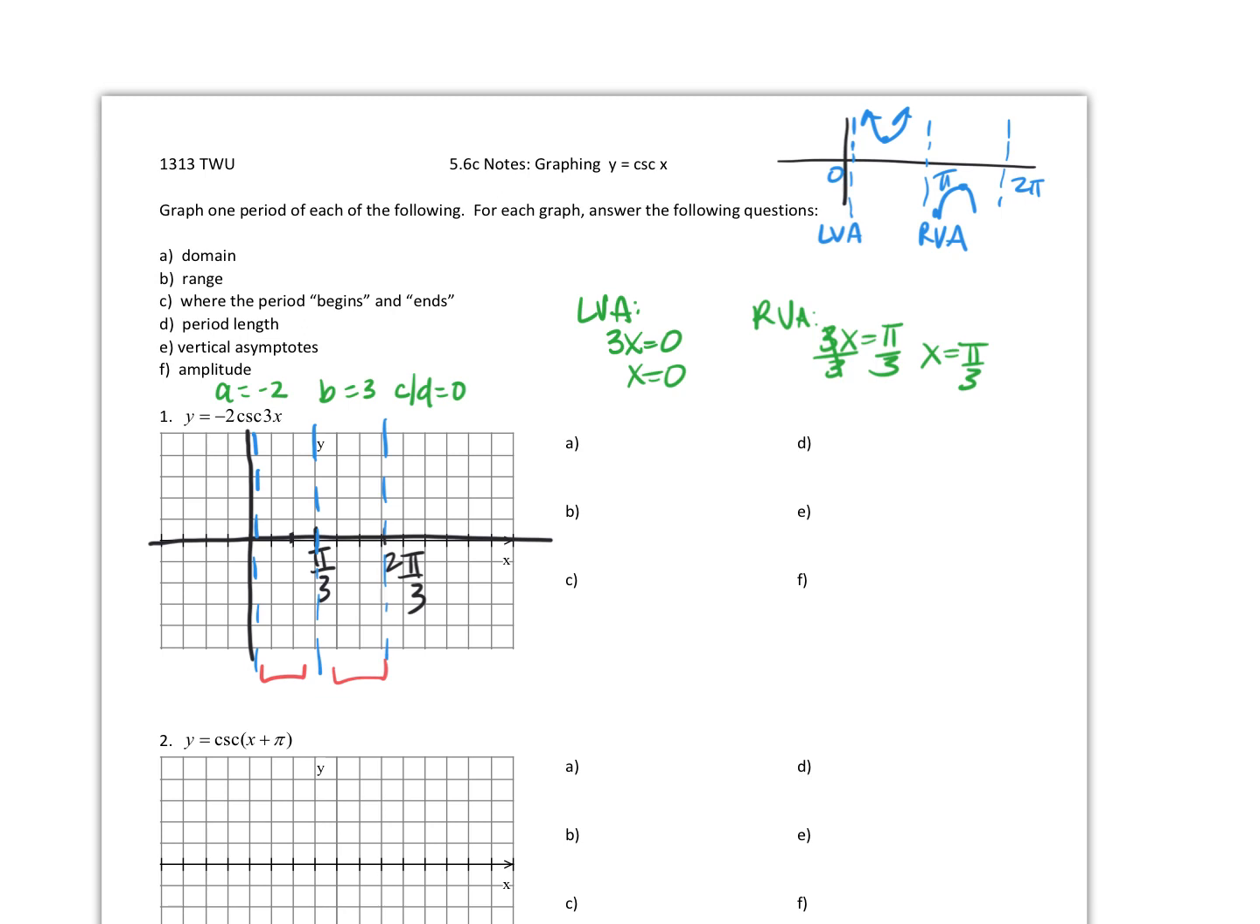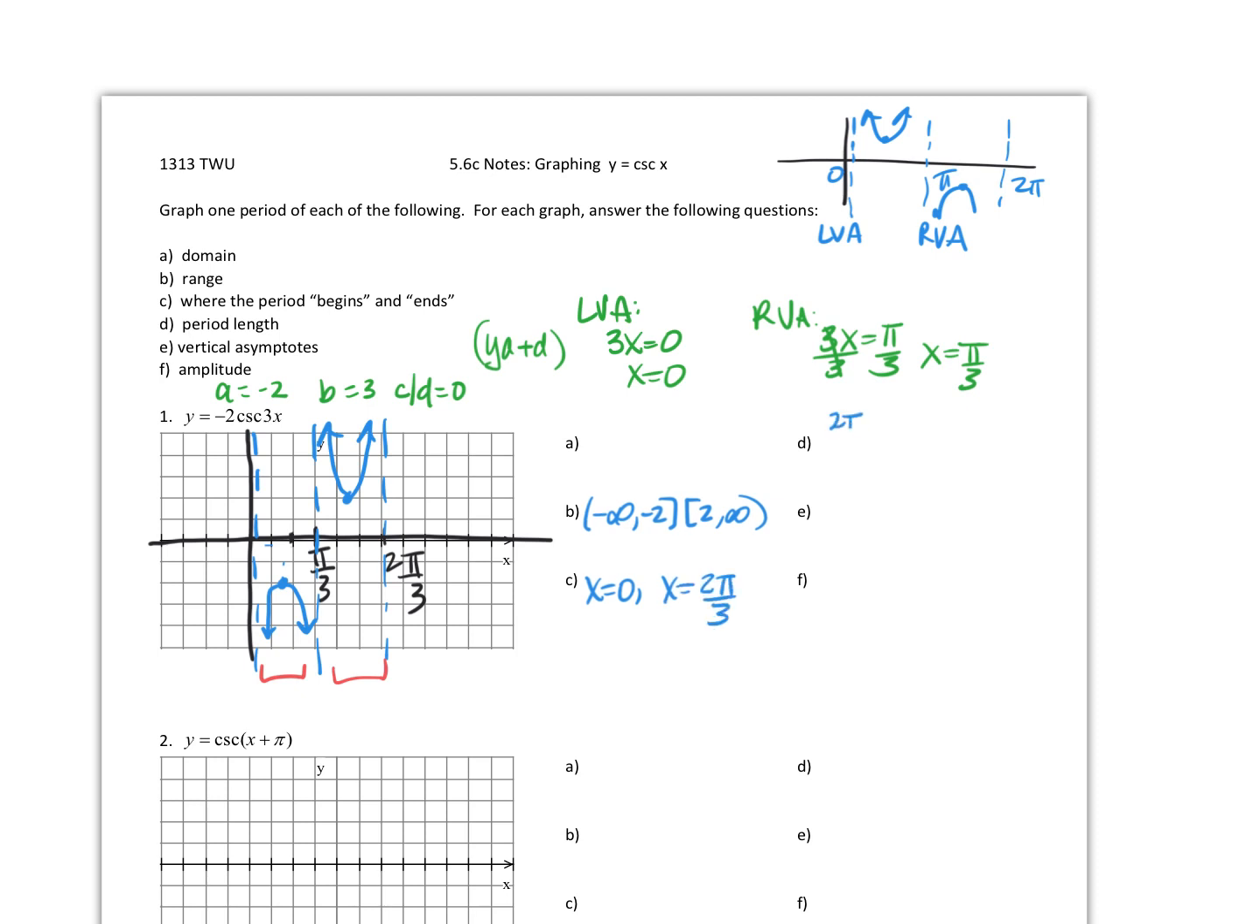Now, A is -2. So in order to get my y values, remember it's y times A plus D. That's our new y value. Well, D is 0, but y is -2. So it's going to reflect it and take it down to -2. So instead of being -1, it's going to be -2. Just find the middle ground, and it'll be going down. And this one will go to +2. Okay, so my range will go -infinity to -2, +2 to +infinity. Where does it begin and end? Well, it begins at 0, it ends at 2 pi over 3.